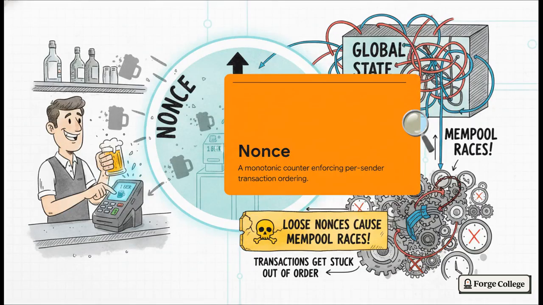And then there is the nonce. This is a monotonic counter enforcing per-sender transaction ordering. It's basically what stops a malicious bartender from taking your "charge me for one beer" message and maliciously submitting it 10 times in a row while you aren't looking. But listen, here is a major warning label. Loose nonces cause mempool races. This single incrementing number is entirely responsible for keeping your transaction sequence orderly against a constantly changing global state. If you mess up your nonce, your transactions are going to get stuck, or worse, they'll execute out of the order you intended. Total nightmare.